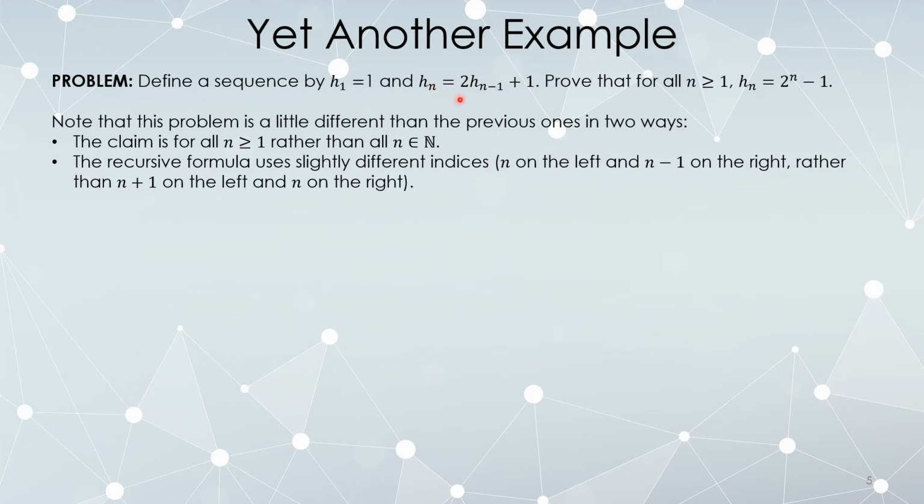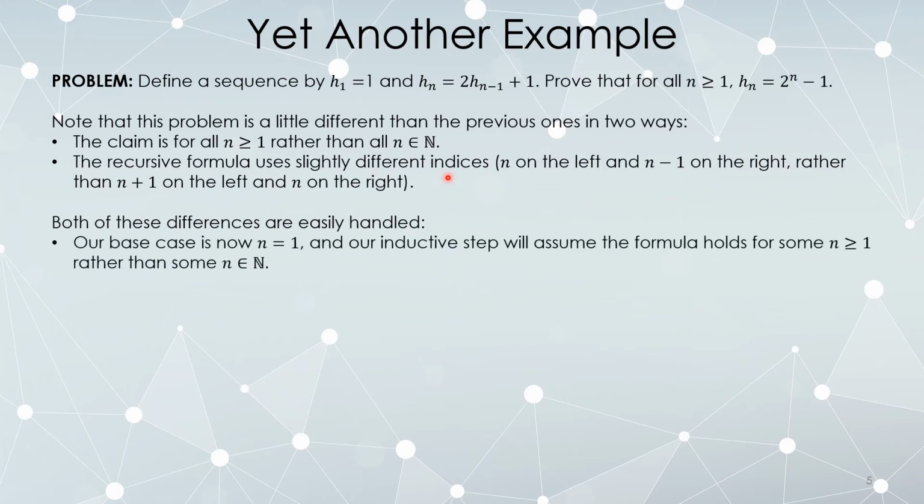This index n is 1 larger than this one, n minus 1. And in previous examples, we had h sub n plus 1 compared to h sub n, but still this index was 1 larger than that one. So both of these differences can be addressed. So the base case is no longer n equals 0. If you look at what we're trying to prove, we don't actually want this to be true for n equals 0. The first index that we want this to be true for is n equals 1. That becomes our base case.